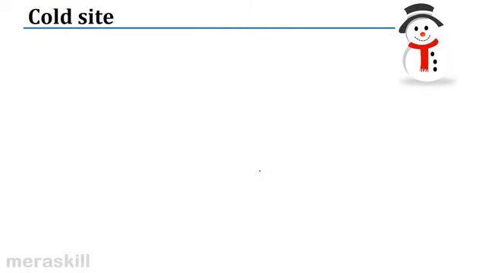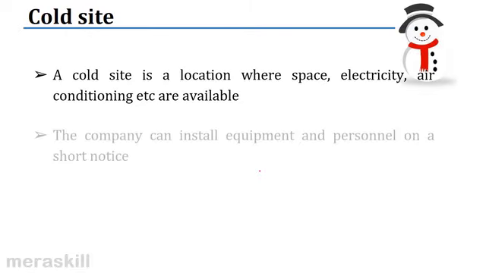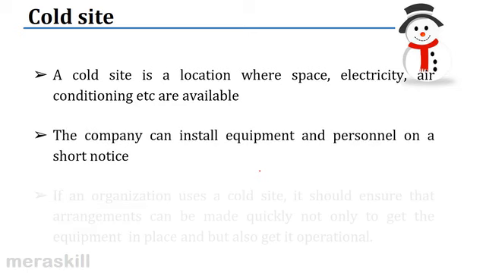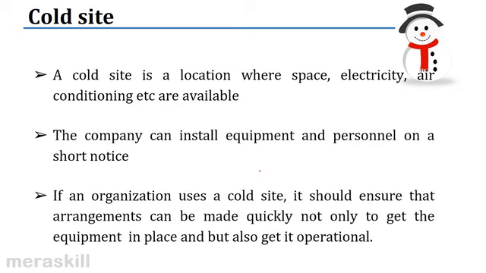It's a cold site. Cold site, what will happen? A cold site is a location where space, electricity, and air conditioning are available. That's it, but not the hardware. We have to install equipment. We have to install personnel on short notice. If an organization uses a cold site, it should ensure that arrangements can be made quickly. So if I have identified a huge area or place and I decide that will be the cold site, this is where I will run my operations, I should also be sure that I will get the necessary people, and I will be able to get the necessary equipment quickly, put it in place and get it operational.